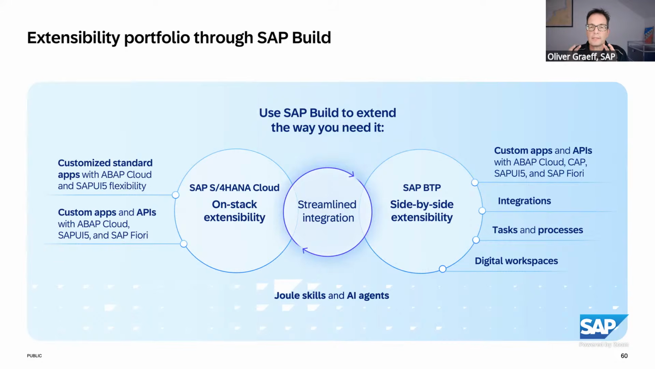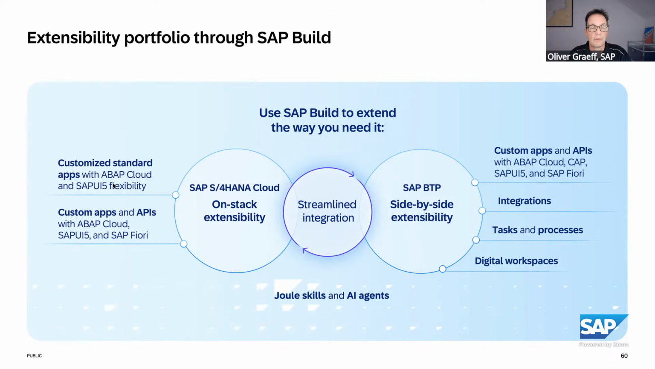The on-stack extensibility is what you would probably expect when you hear the term extensibility. So you have a standard SAP app, for example, in S/4HANA, and you add some custom field, custom logic, for example. It's on stack, so the extension is right on the same stack, on the same system as the standard. And in our case for Fiori, this is not just S/4HANA Cloud. This is also S/4HANA on-prem and even ECC, for example.